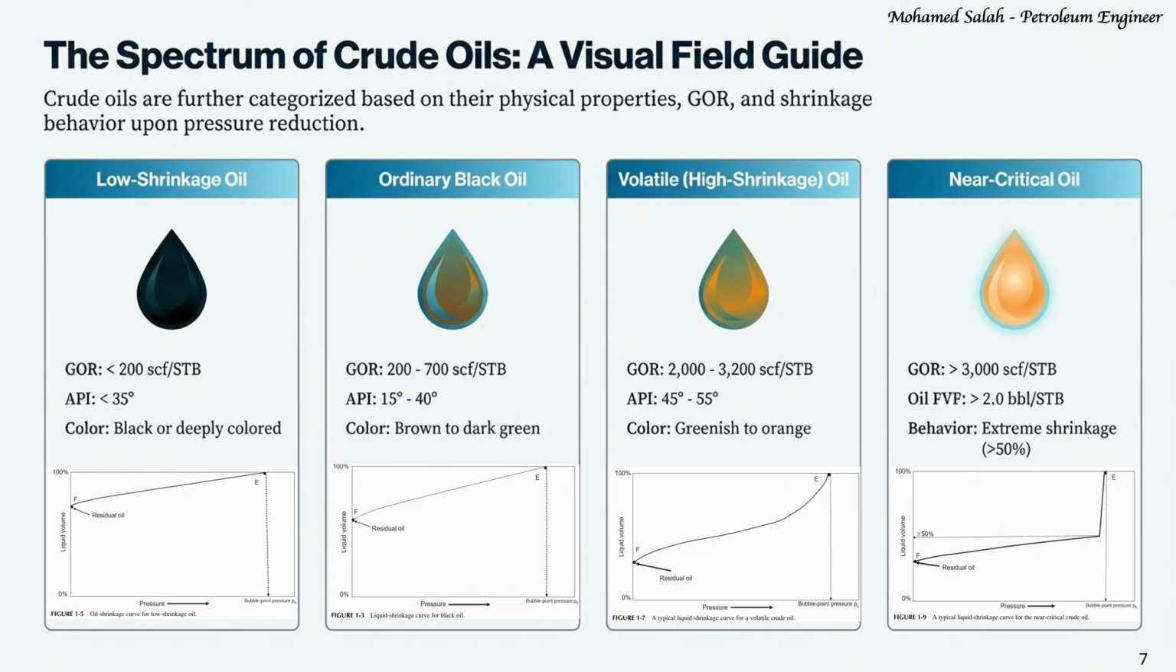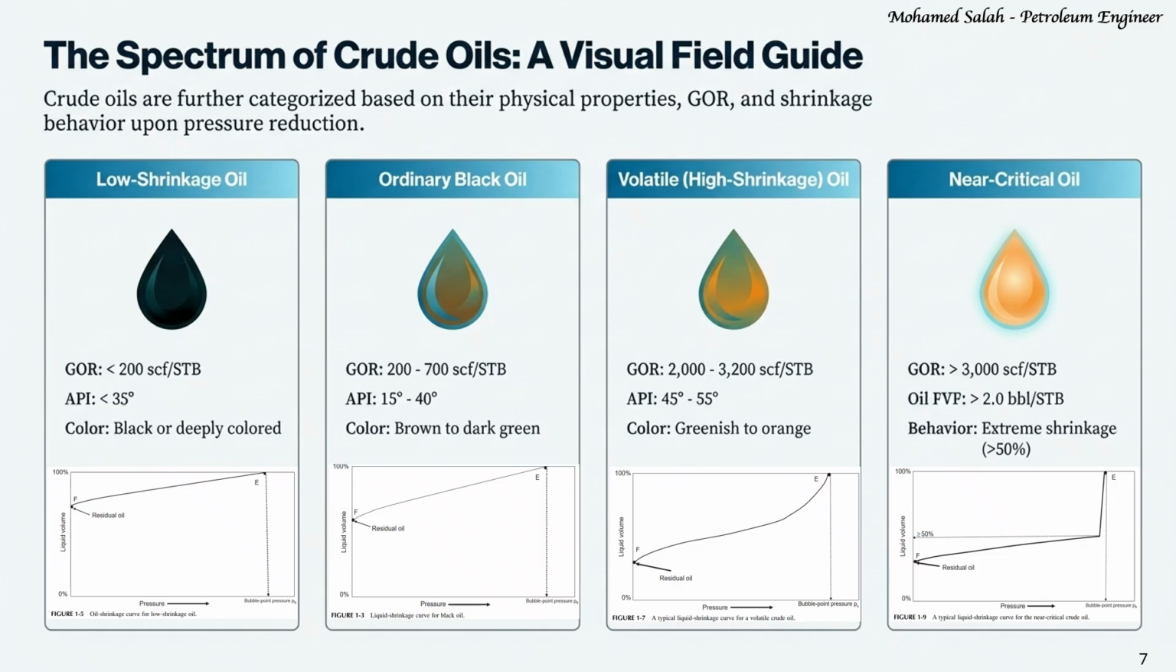The spectrum of crude oils is a continuum, primarily categorized by the gas-oil ratio, or GOR, and the oil shrinkage factor. Low shrinkage oil, or black oil, is heavy, dark, and has a low GOR, typically less than 200 standard cubic feet per stock tank barrel. As the GOR increases and the oil becomes lighter, we move through ordinary black oil to volatile or high shrinkage oil, where the GOR can exceed 3,200 standard cubic feet per stock tank barrel.